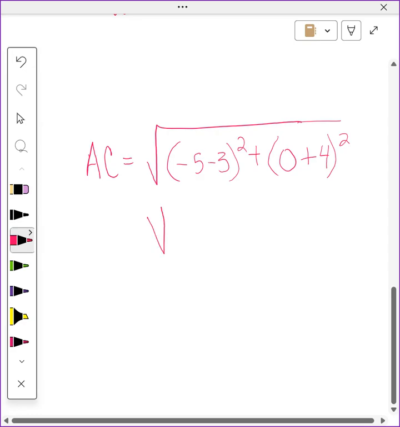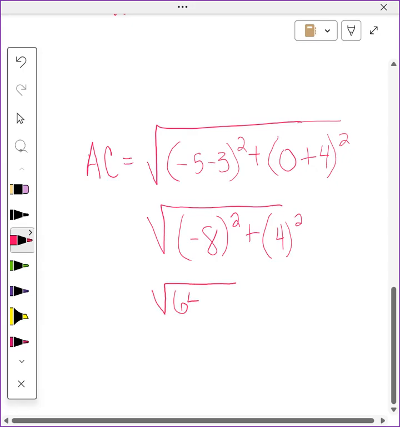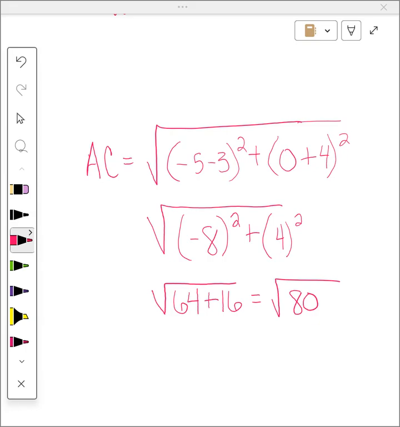So what is negative 5 minus 3? That's negative 8. So I have negative 8, the quantity squared. And 0 plus 4 is just 4. Well, what is negative 8, the quantity squared? That's 64. And 4 squared is 16. What is 64 plus 16? It's 80. So the length of AC is the square root of 80.